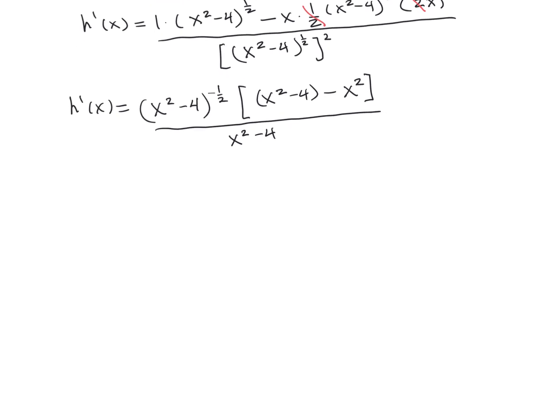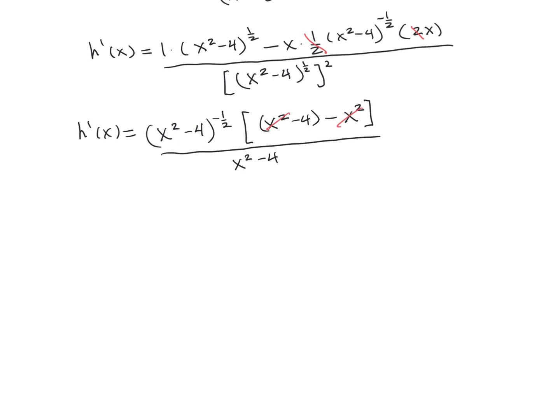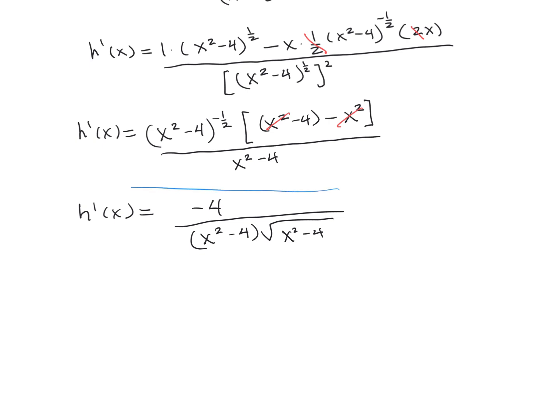All right, from there, you'll notice that we can actually cancel out these x squareds. And our derivative is going to be h prime of x has a numerator with just a negative 4. And down below, we've got an x squared minus 4 already there, times the square root of x squared minus 4 next to it. And that is the derivative of that function h.